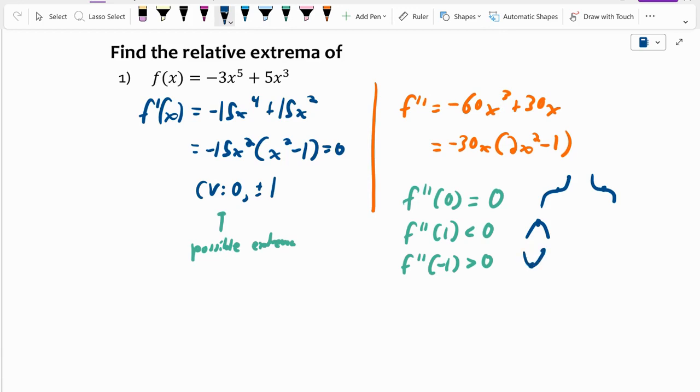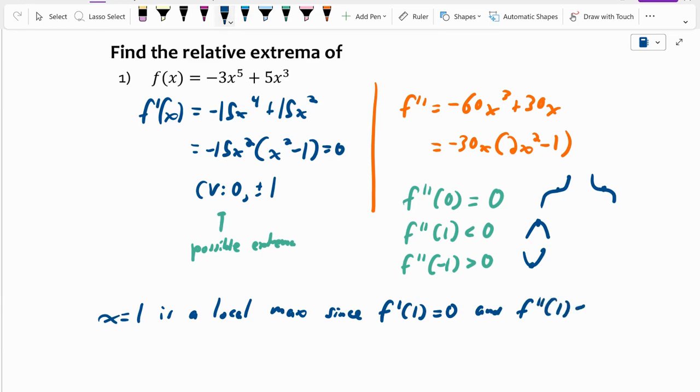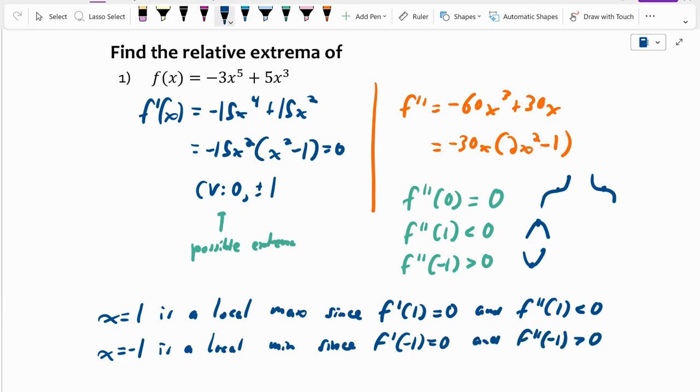So our interpretation statement is, I know that x equals 1 is a local max since f prime of 1 equals 0 and f double prime of 1 is less than 0. That is enough to say that we know x equals 1 is a local max. We could also say x equals negative 1 is a local min, since f prime of negative 1 equals 0, and f double prime of negative 1 is greater than 0.